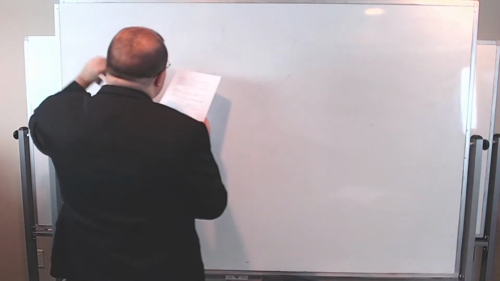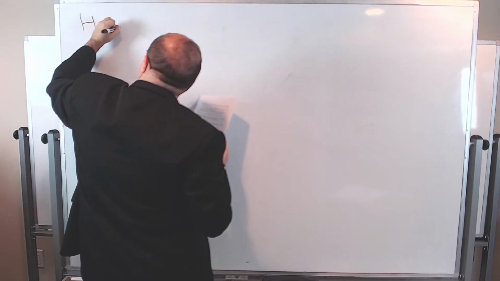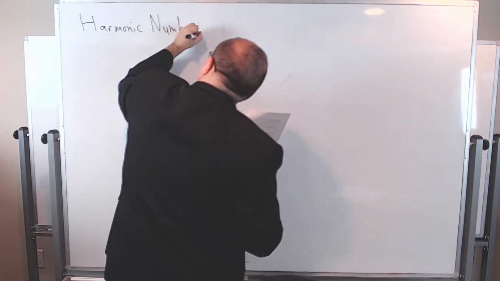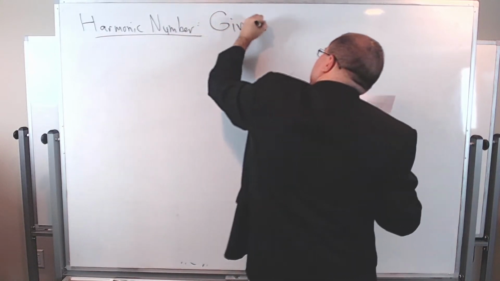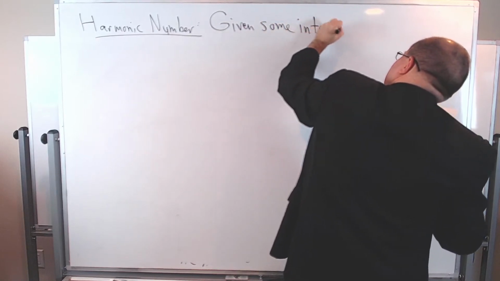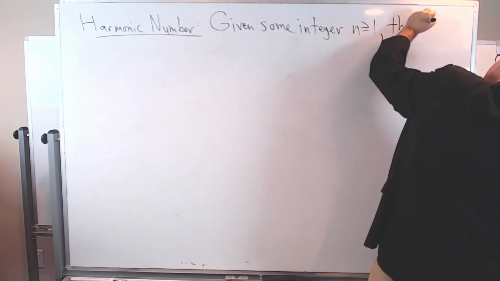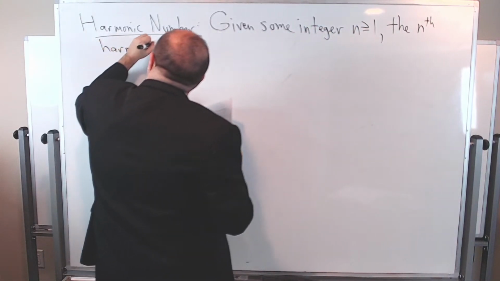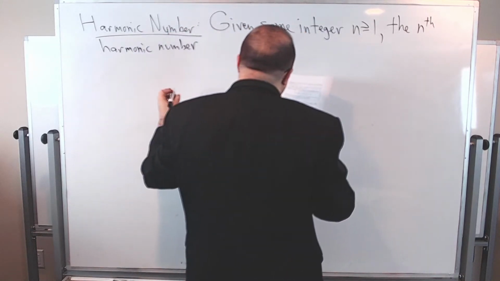Okay, so what we're going to consider next is a so-called finite harmonic series. I'm going to define what is called a harmonic number. So given some integer n greater or equal to 1, the nth harmonic number is as follows.